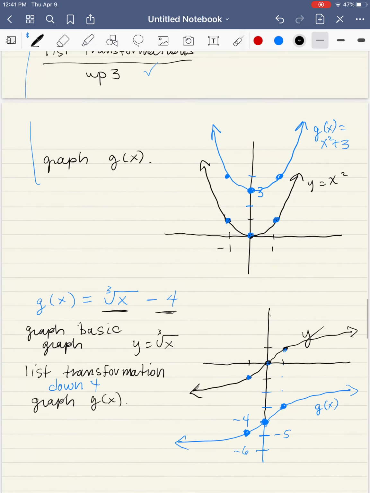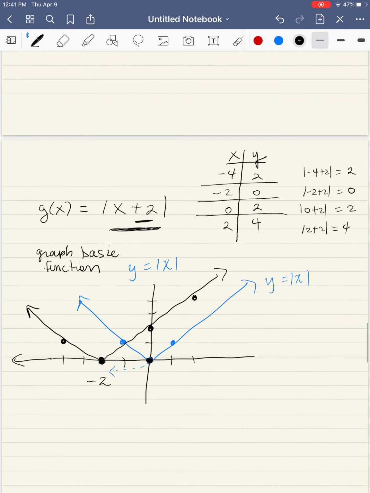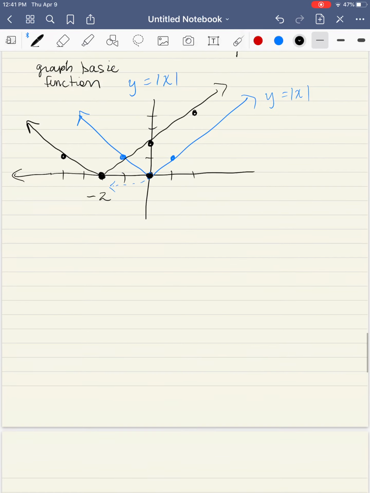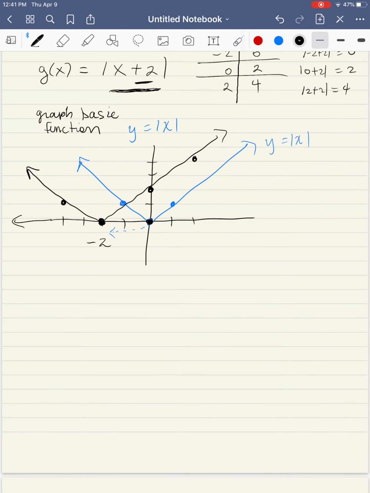All right, let's go ahead and do an example. Another example where we just use our change inside the function and we go left or right. And then we'll look at one where we do both. We do a vertical shift and a horizontal shift. So I want you to see if you can do this one yourself. I want you to graph f of x equals x minus 5 all cubed.